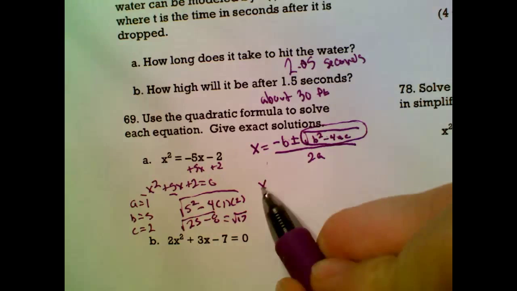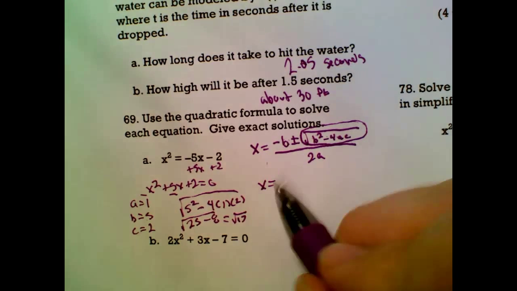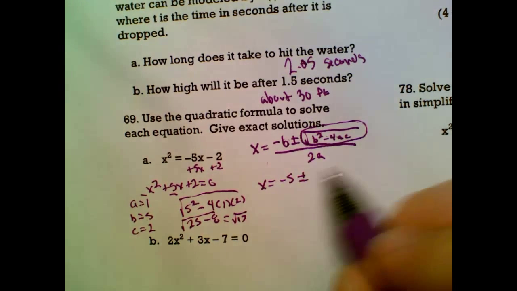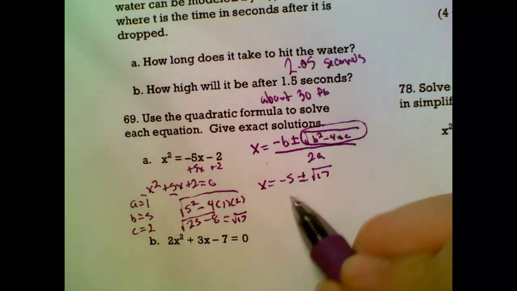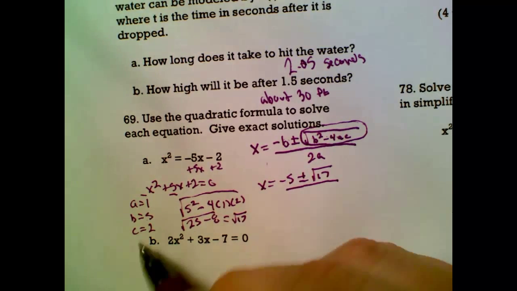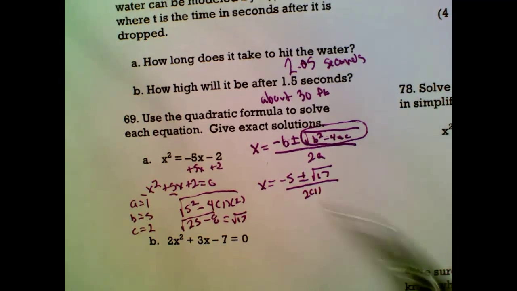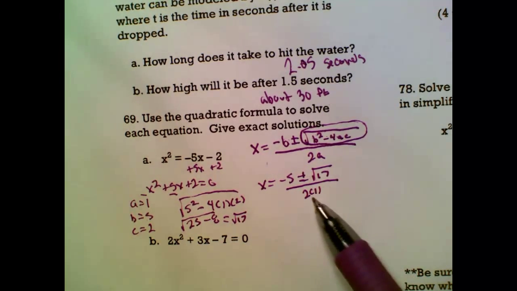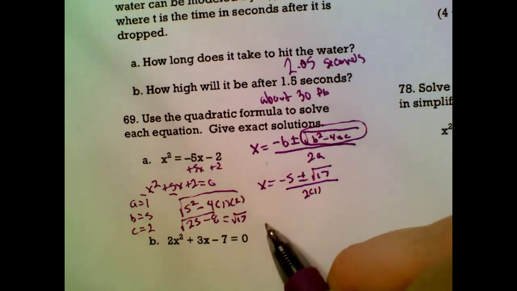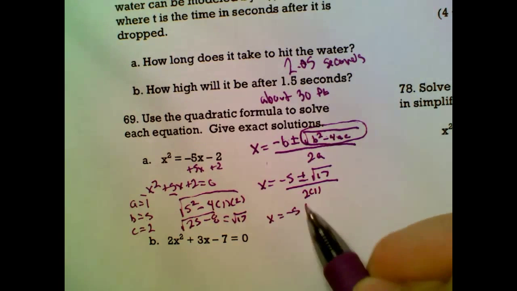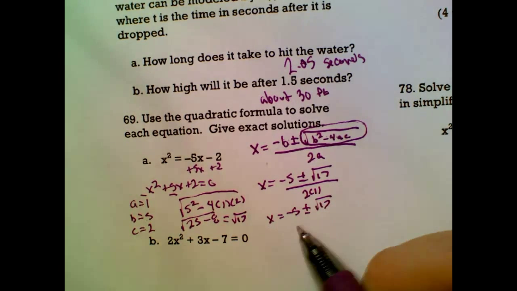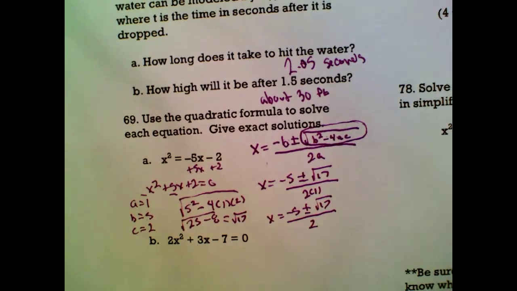So let's rewrite this. We have x equals the opposite of b, which is negative 5, plus or minus the square root of 17 all over 2 times a. 2 times a is 1. So can we simplify this down at all? Well, 17 is a prime number, so you can't really remove that from the square root. And there's nothing in front of it to cancel off with this 2 or anything like that. So our answer really is x equals negative 5 plus or minus square root of 17 all over 2. There's your answer.